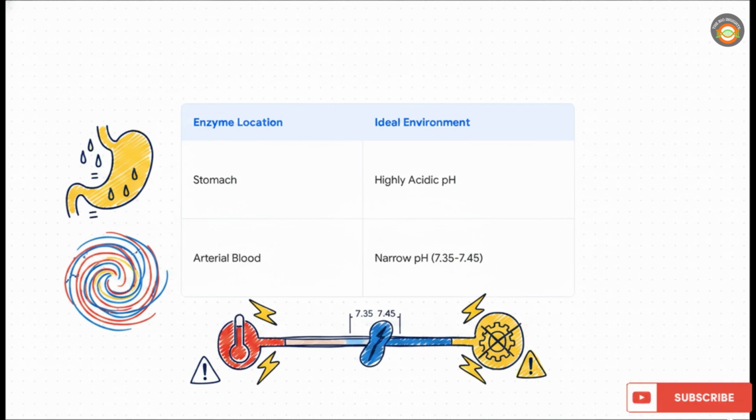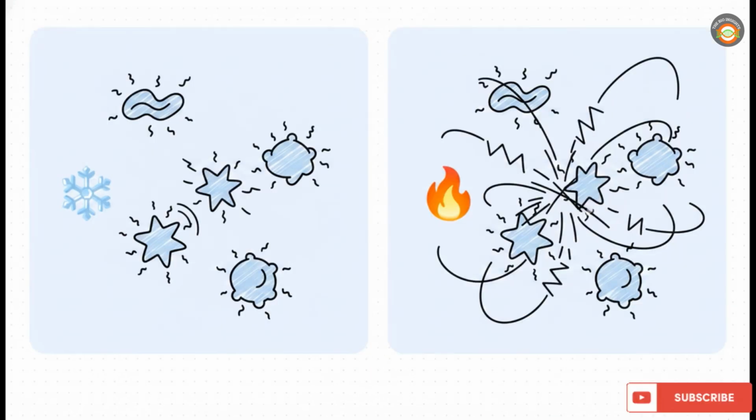But intracellular enzymes floating around in your arterial blood, they need a very strict neutral pH window between 7.35 and 7.45. This is exactly why systemic medical conditions like acidosis or alkalosis are so dangerous, because if your blood pH shifts too much, those vital life-giving enzymes simply shut down. And it's not just pH either.